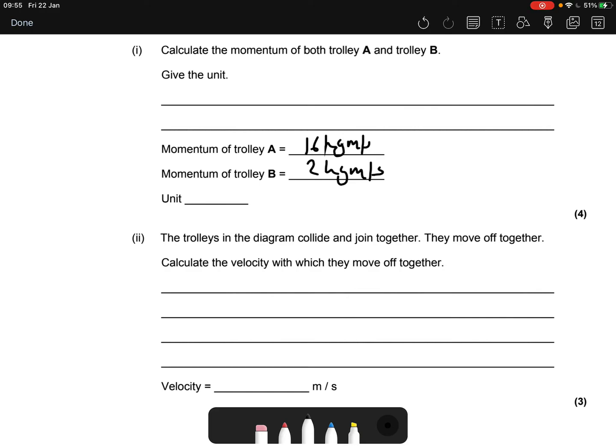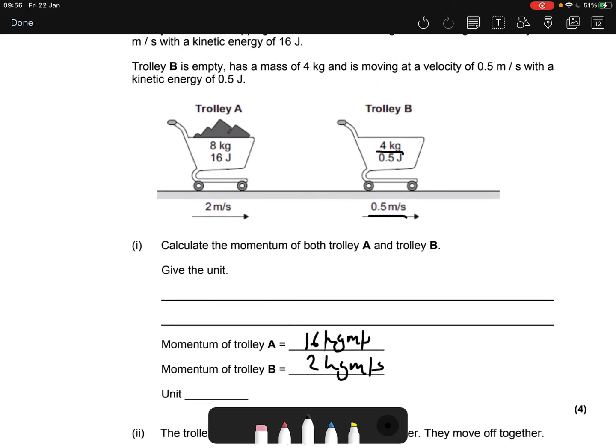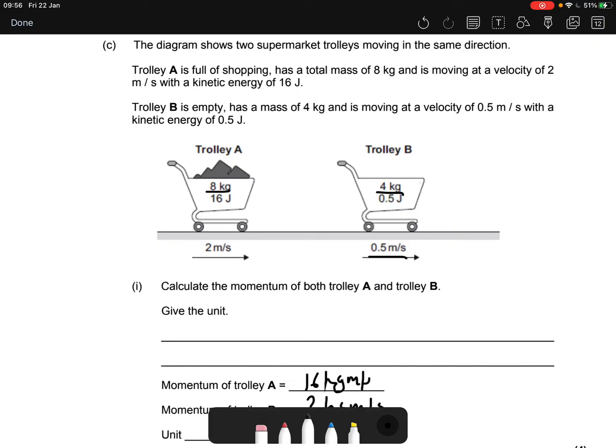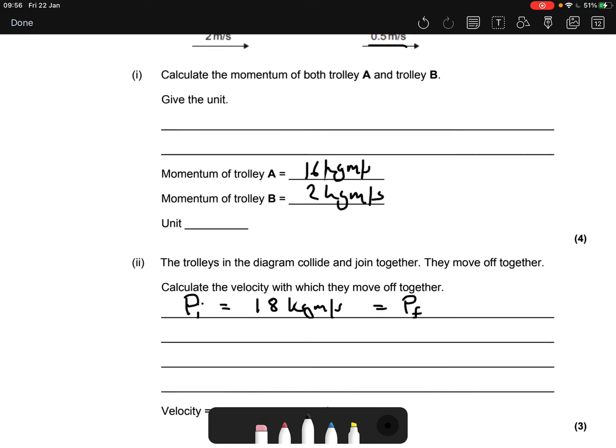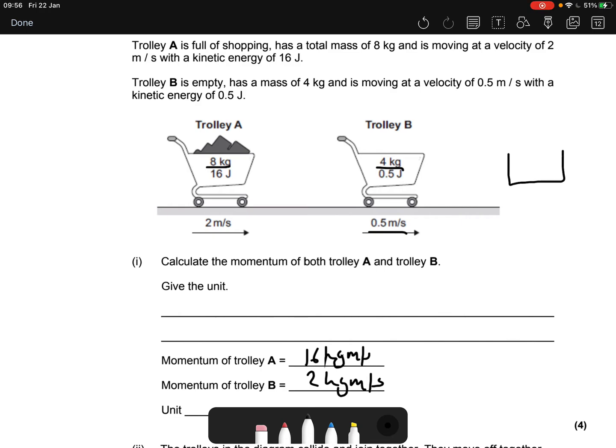The trolleys collide, join together, and move off together. Calculate the velocity with which they move off together. So the initial momentum is 16 plus 2, so I've got 18 kilogram meters per second, which is therefore going to equal the final momentum. If we solve that problem, they're moving off together, so I've got to add their masses, so 8 plus 4, I've got a mass of 12. Essentially, they've just moved off together.